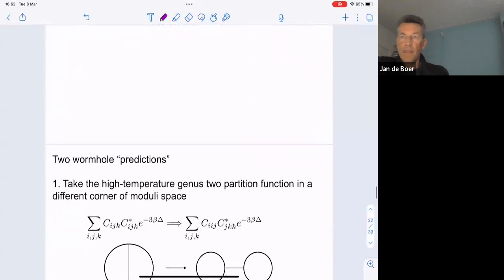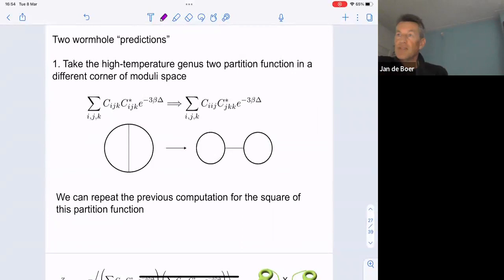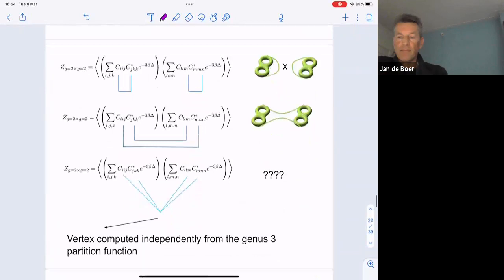Well, this one was already known, but there's also two interesting predictions that you can make. One is if you take the product of two genus two partition functions in a different corner of moduli space. That's some technical steps, but basically instead of taking this topology where you make the three propagators high temperature, we take this topology and make the three propagators high temperature. That corresponds to a slightly different index contraction of the heavy OPE coefficients. And now we repeat the same computation. Now again, there are the two Wick contractions that correspond to the standard wormhole and the disconnected solution. But then interestingly, there's also a fourth order vertex that you can compute independently from the genus three partition function that you can study. And this is also here, and you can estimate this, and it turns out that this one is much larger than this one here.